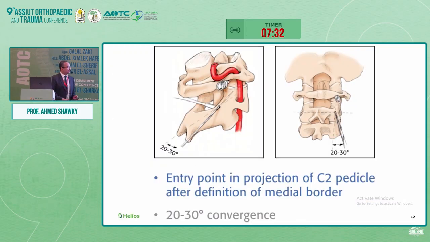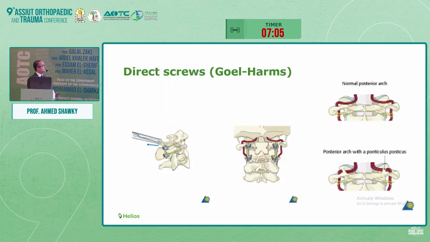And this is the projection of the C2 pedicle screw. Actually, you have to feel the medial border of the pedicle through the spinal canal, and your craniocaudal direction is totally controlled with intraoperative fluoroscopy in the lateral view. We tend to incline about 20 to 30 degrees from lateral to medial. This is also the Goel-Harms technique.